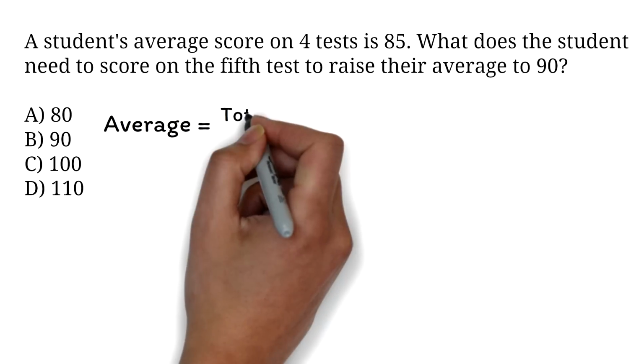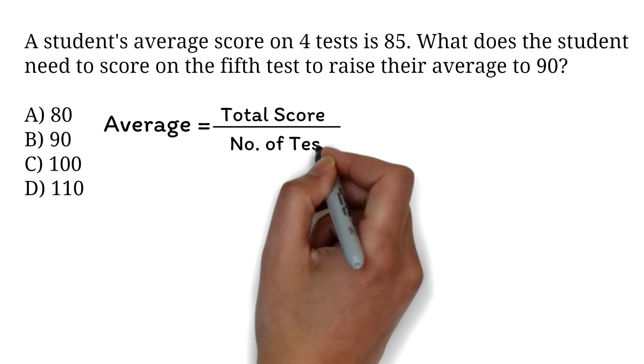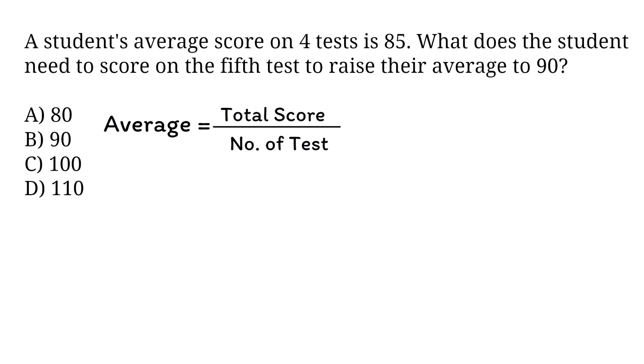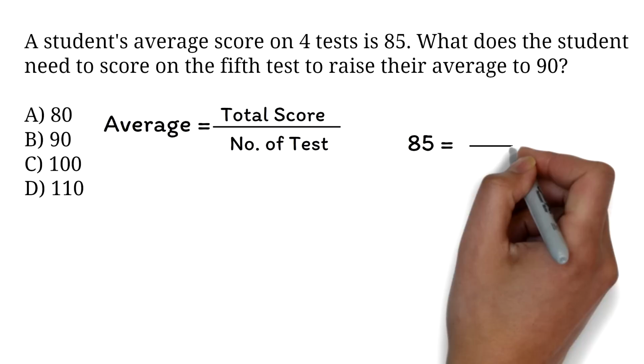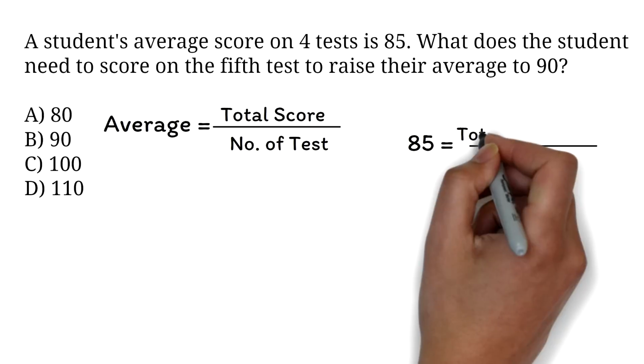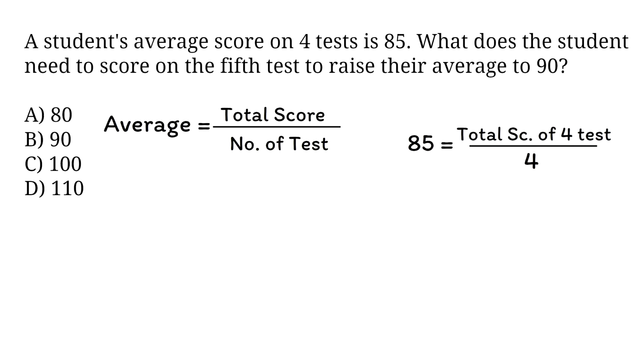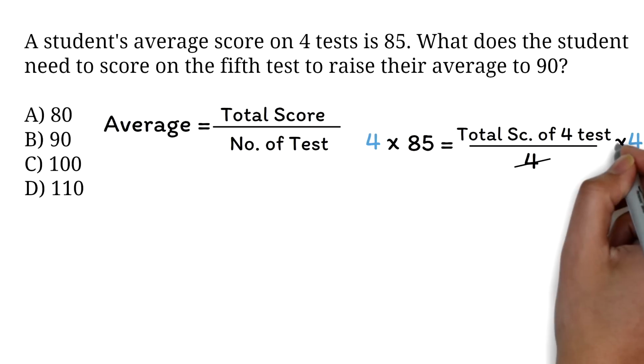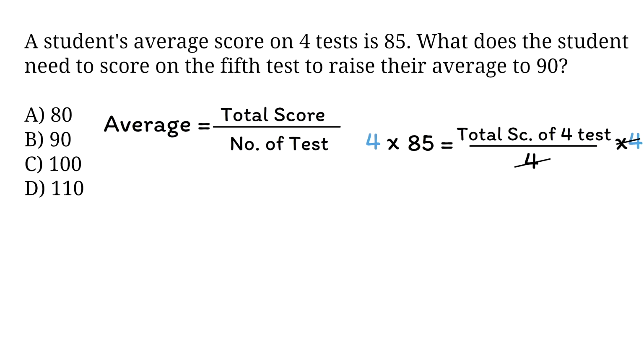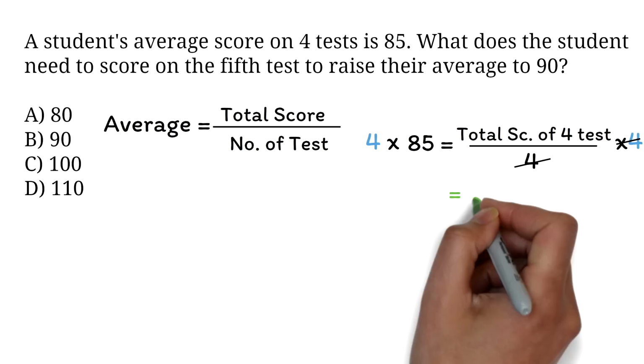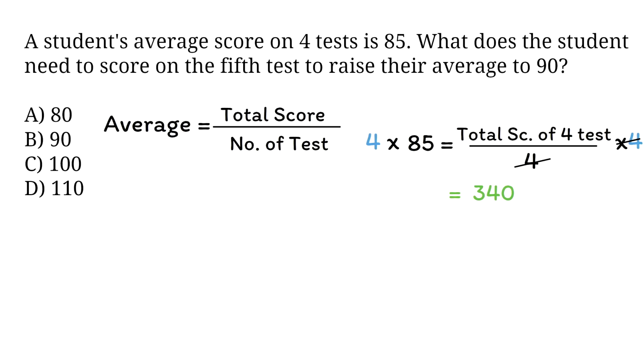This is a typical average or mean question. The average score is the total score over the number of tests taken. For the 4 tests, we have been given the average as 85. The number of tests taken is 4. We can find the total score. Multiply both sides by 4. The 4 will cancel out. 4 times 85 is 340. So the total score for the 4 tests is 340.